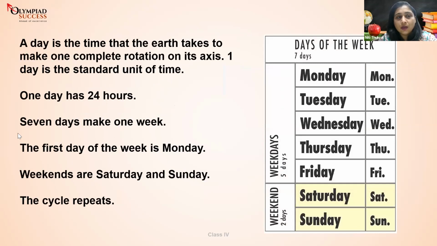Okay, so let's see this. Can you see this side? Can you see the days of the week? Yes. So the days of the week are Monday, Tuesday, Wednesday, Thursday, Friday, Saturday and Sunday. So Saturday and Sunday are known as weekends. These are two in number. And then we have 5 weekdays. You can see that these are 5 weekdays from Monday to Friday.